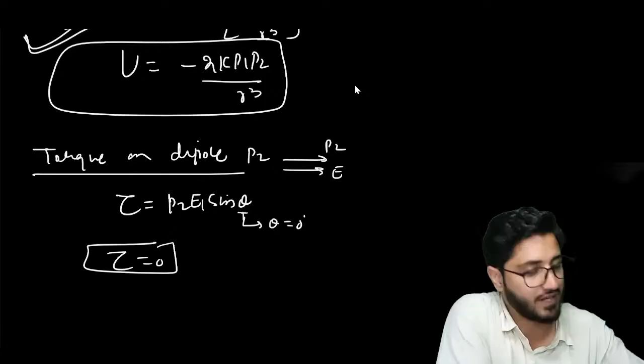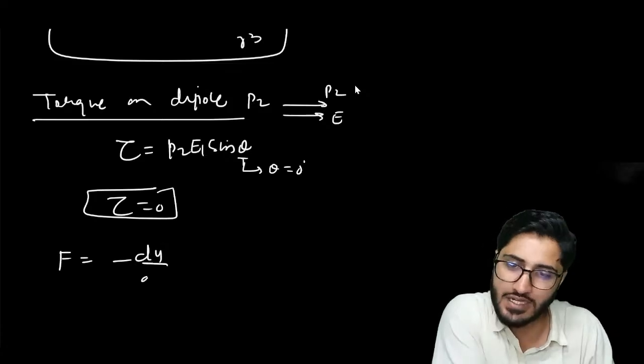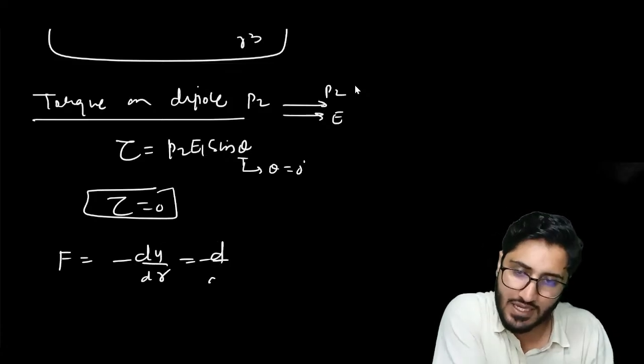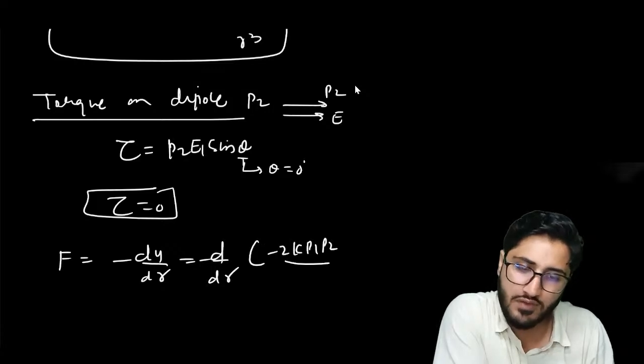And the force, how to find the force now? I guess force is minus dU by dr. What is U? I guess U is minus 2k P1 P2 divided by R cube.